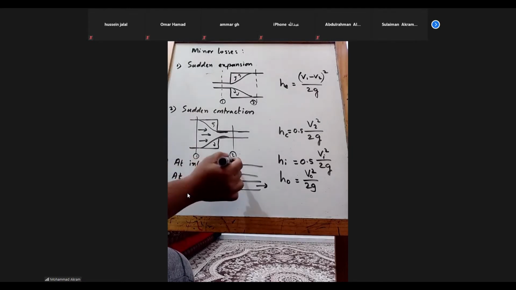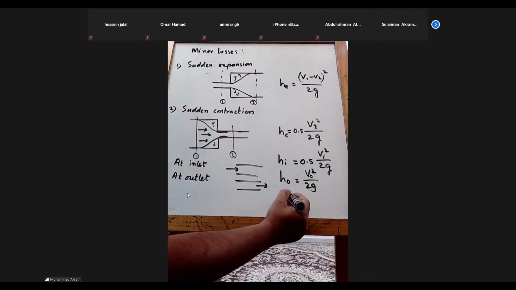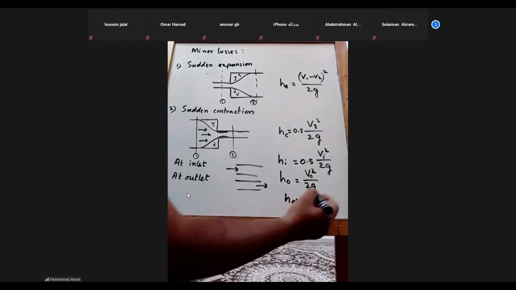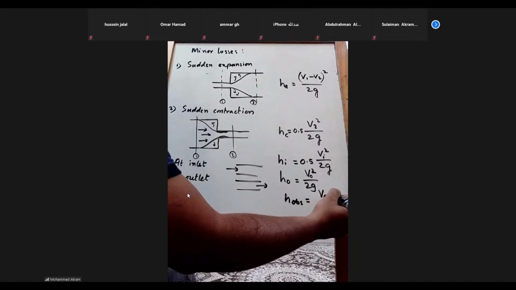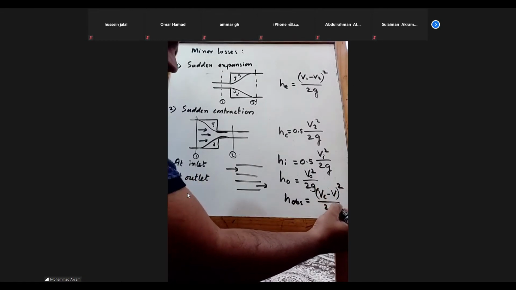So this is the inlet and this is the outlet, simply. Also the laws will be different, not the same. So if there is any obstruction, you need to know the velocity at the obstruction squared divided by 2g.